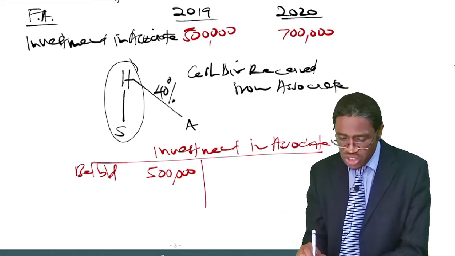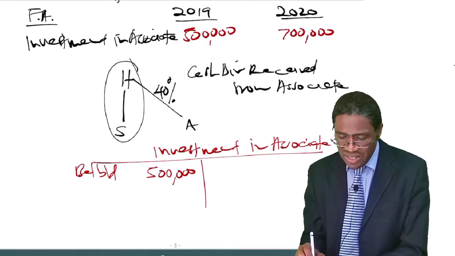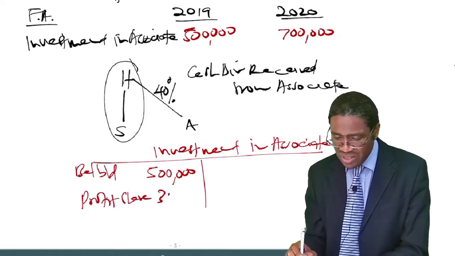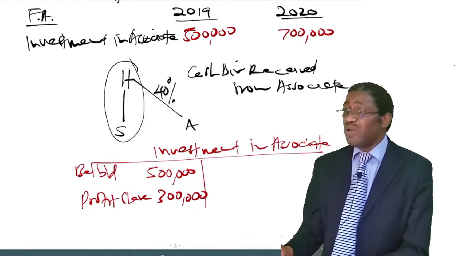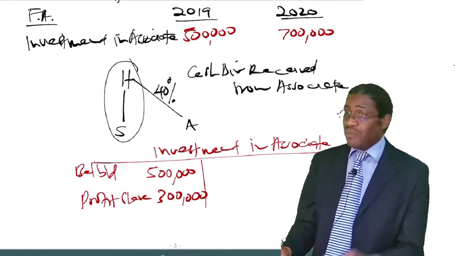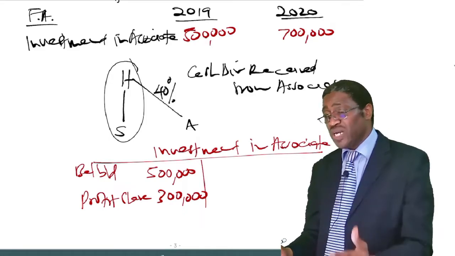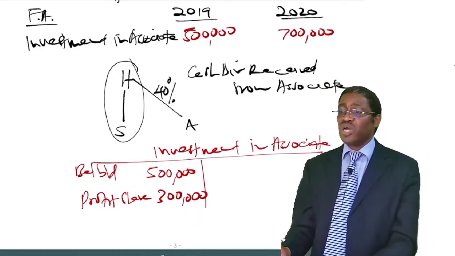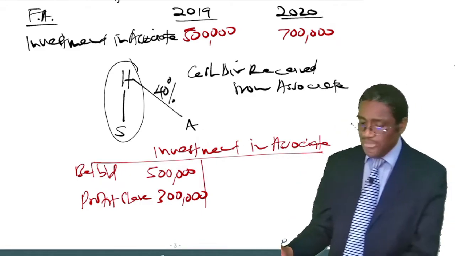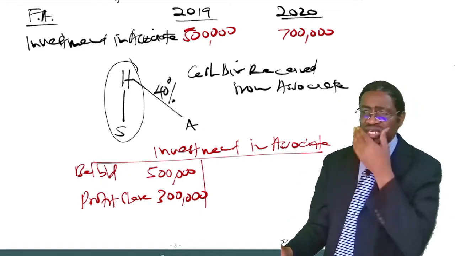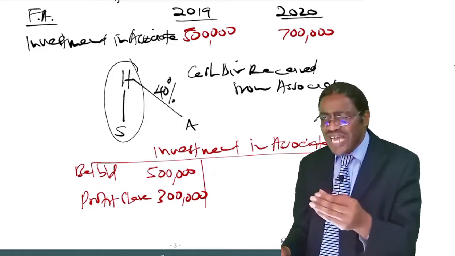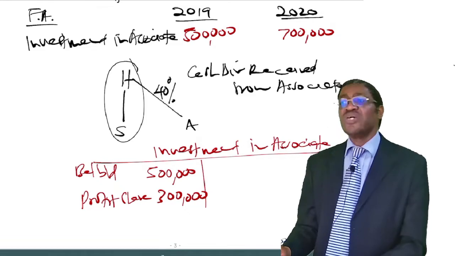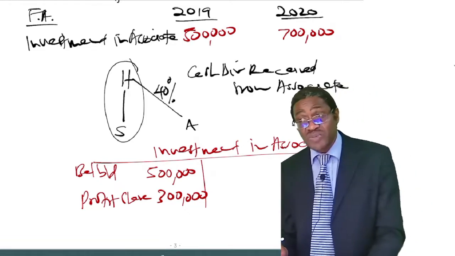So that profit share, we shall be debiting it in the investment in associate account, that 300. Remember, it has been added in the P&L account, meaning it has been credited in the P&L account. That's why we are debiting this account. Then, from the balance sheet this year, we have an entitlement amount of 700 as the investment in associate.